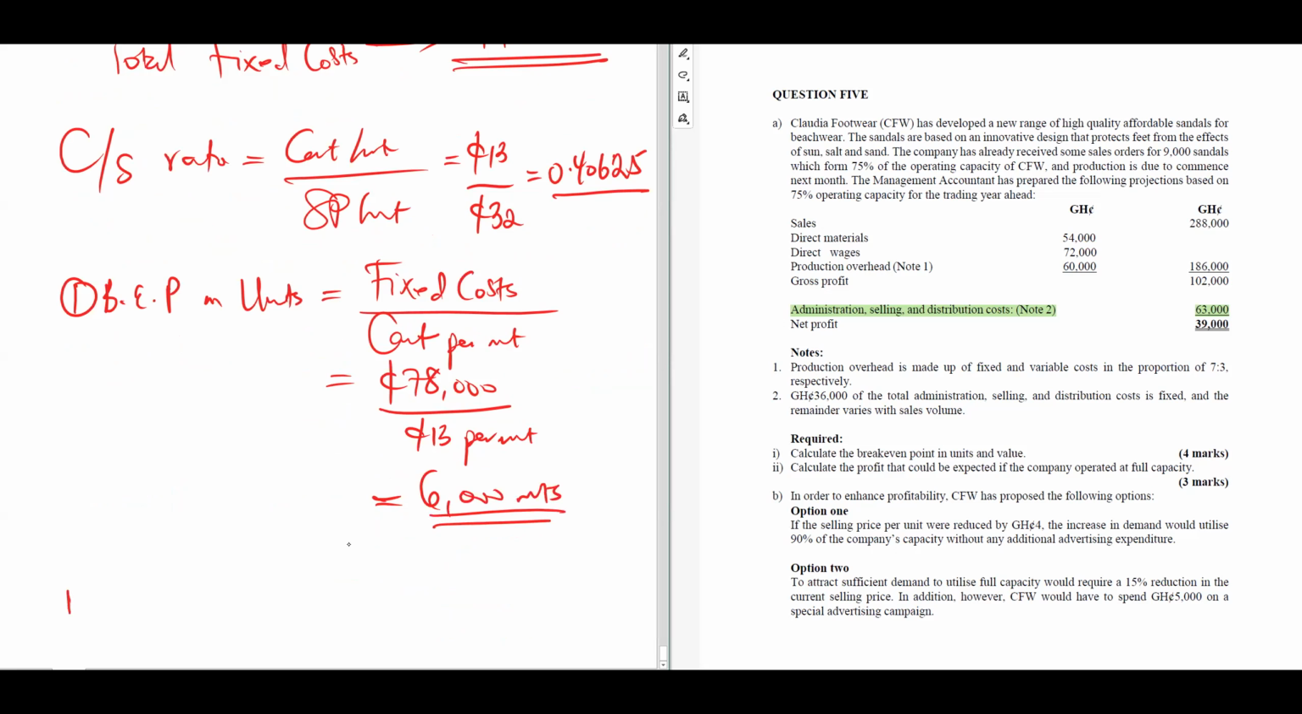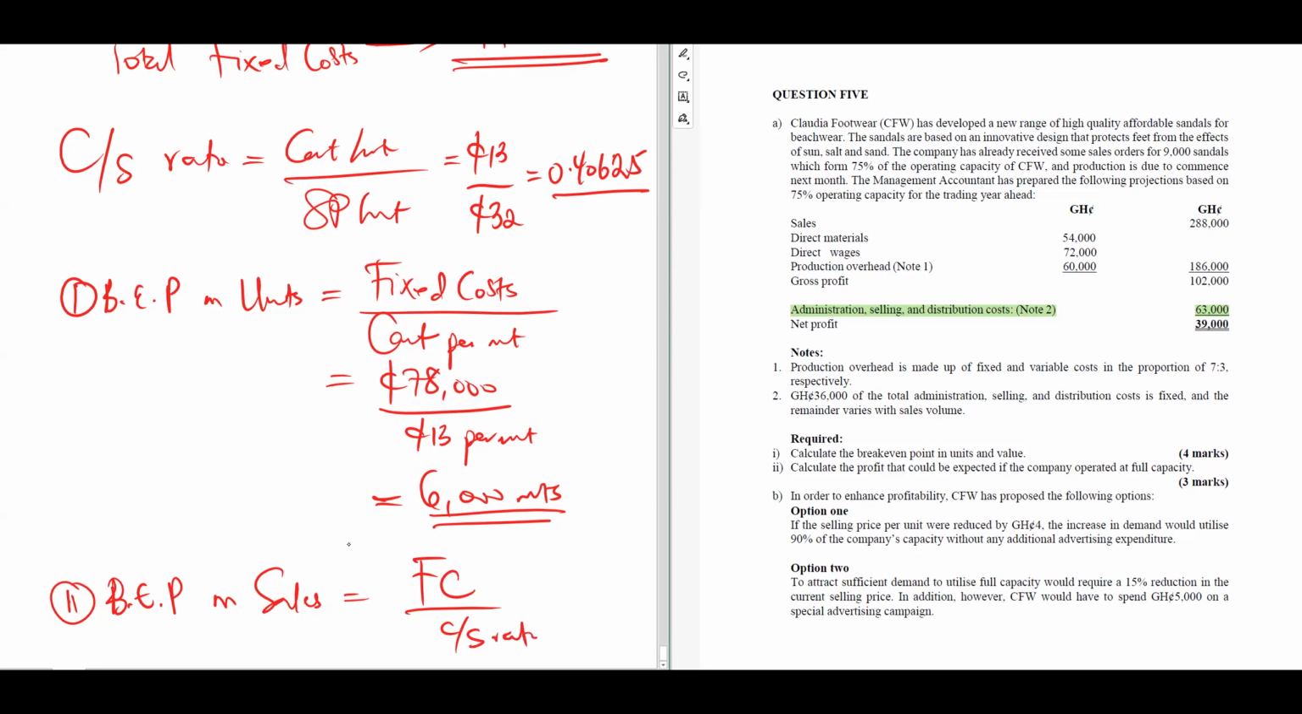Okay. Then we need break-even point in value. That means in sales, right? We know this. Break-even unit in sales. You can just take the existing 6,000 and multiply by the selling price of 32, or simply take our fixed costs over the CS ratio.